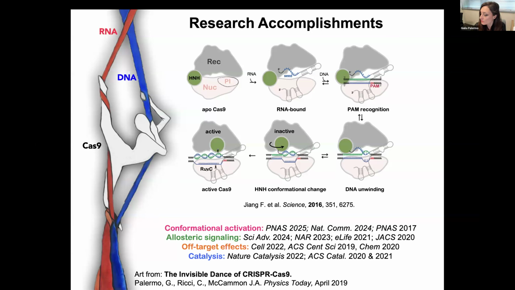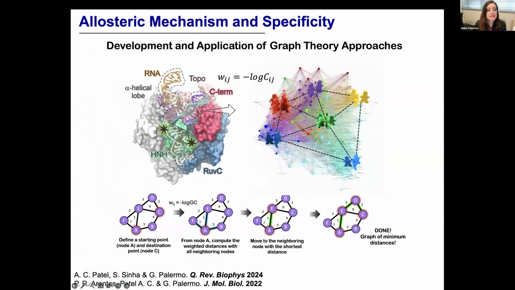But today, I would like to focus on the allosteric signaling of Cas9. We started this project employing methods that were previously applied to study allostery in protein-drug interactions, a more canonical way to see allostery. In particular, graph theory approaches in which you can describe each amino acid as a node connected with edges, and these edges can be weighted by a property, in our case, correlations.